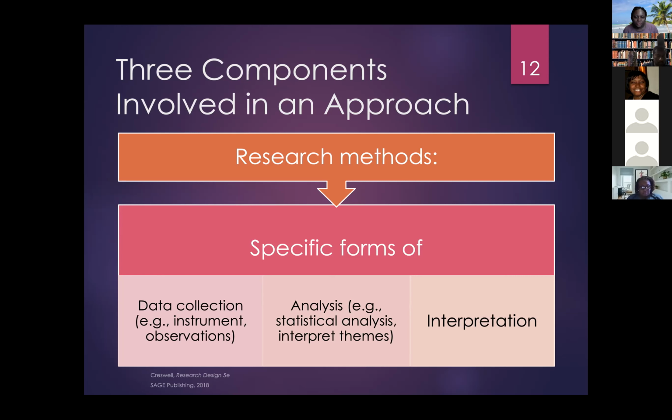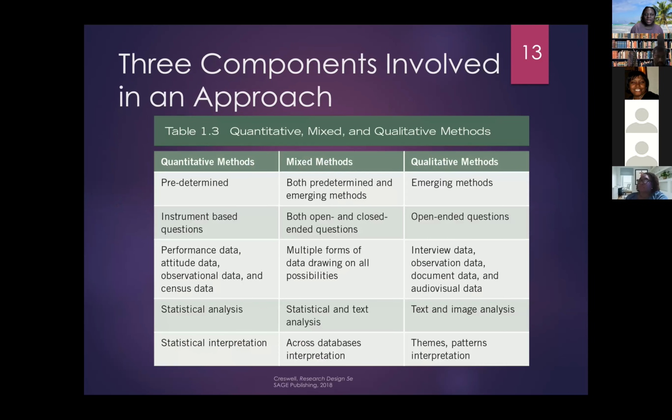Also the analysis, what type of analysis that you're using. And then how do you plan on interpreting what your findings are to connect back to your research questions. So all of those are pieces of research methods. And that's the third component when we're talking about these different research approaches. And that's because all of these different pieces are different depending on the type of approach that you use.